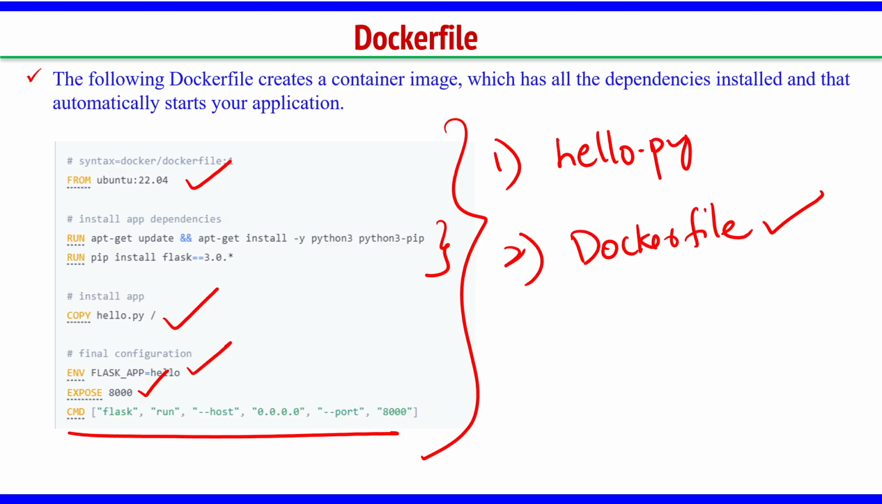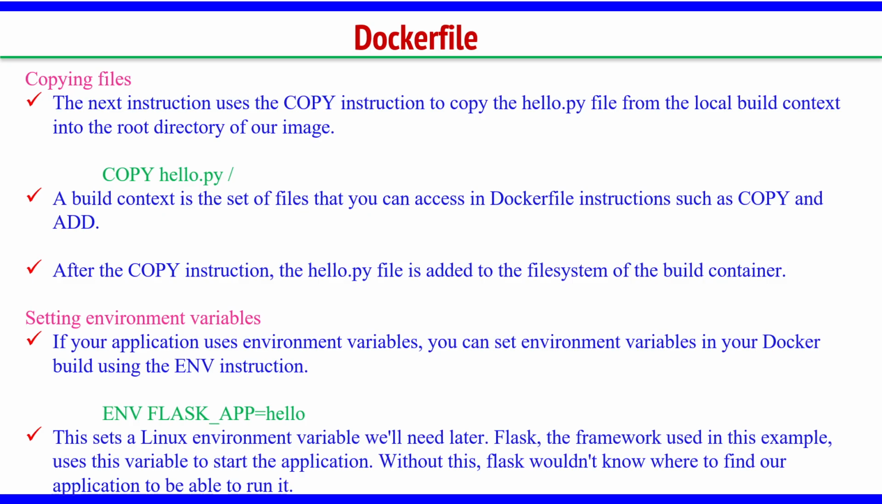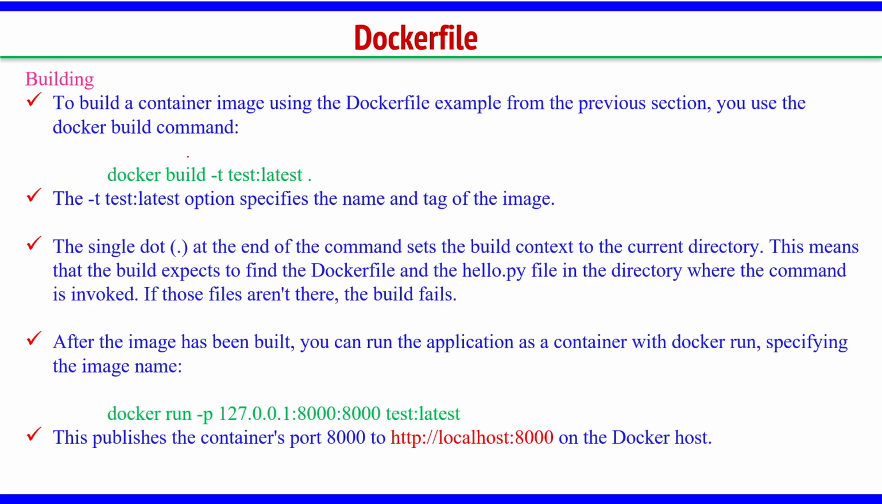Automatically, it will create an image and a container. See what happens after this, right? Now, I have to start building. So, I have to use the Docker commands. To build a container image using the Dockerfile, you use the docker build command. See, docker build -t test:latest.